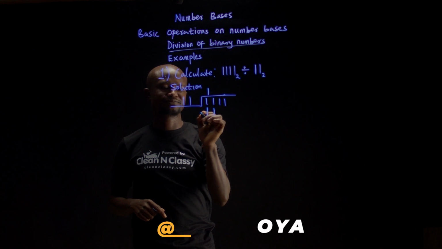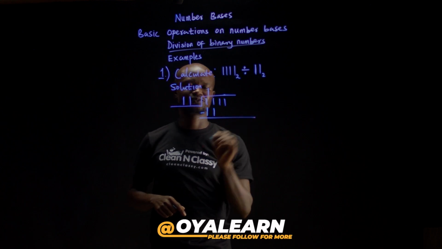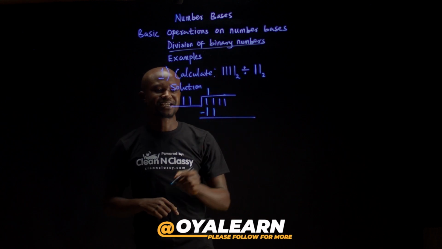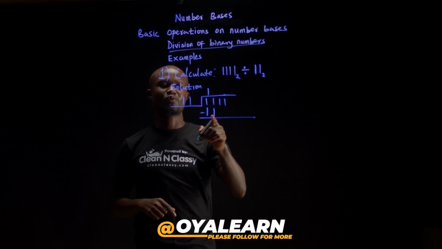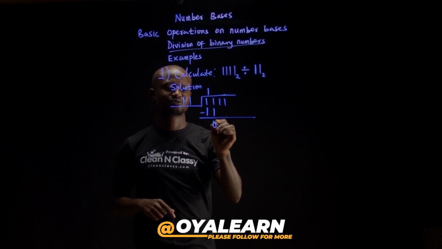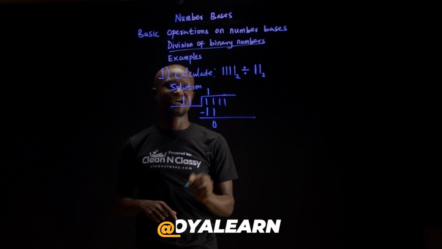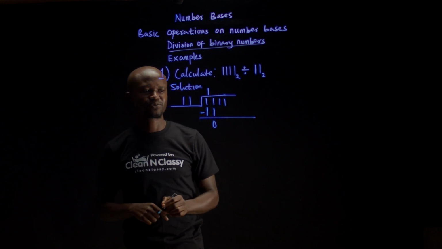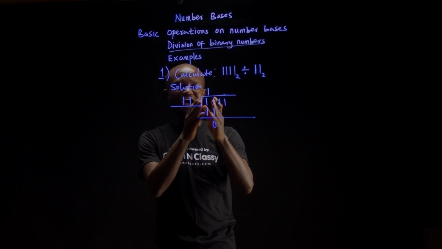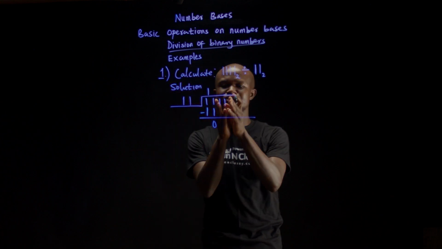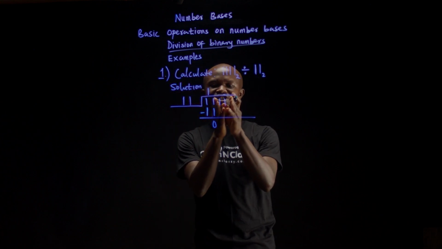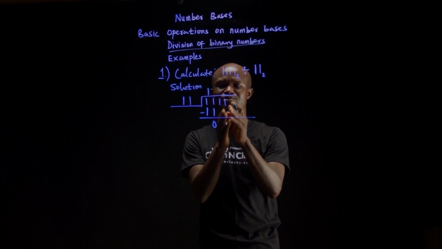So we take away. Taking away, we have 1, 1 minus 1, 1. What do we have? That's 0. So we have 0 here. Now, we have used the first 2 digits. We still have the last 2 digits here, which are 1, 1 also.